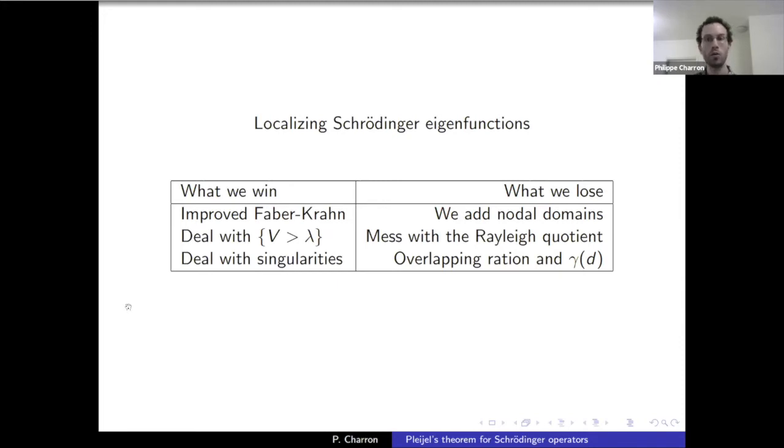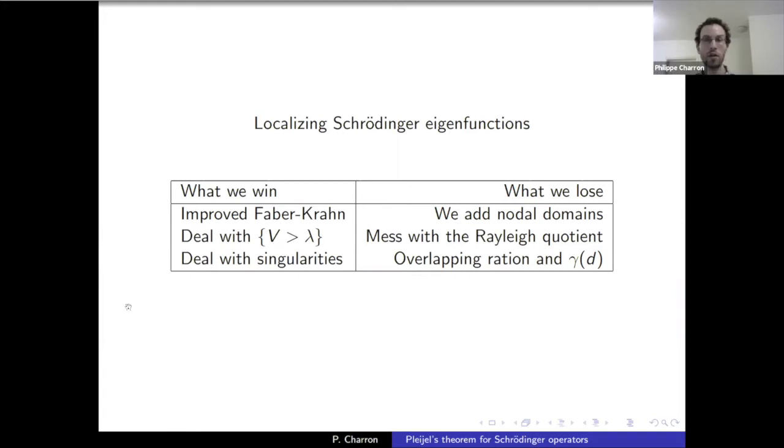Now, what do we lose? So basically, every time we cut, we add nodal domains. There's no way to go around it. Now, how many we add, that's another matter, but we know for sure that it's not going to be perfectly optimal, but if it gives you the same constant at infinity, then it's fine.